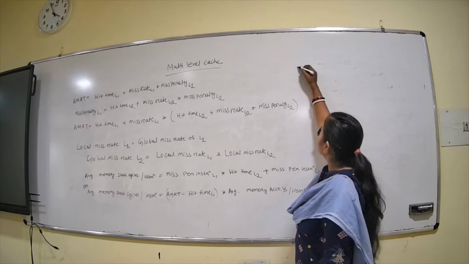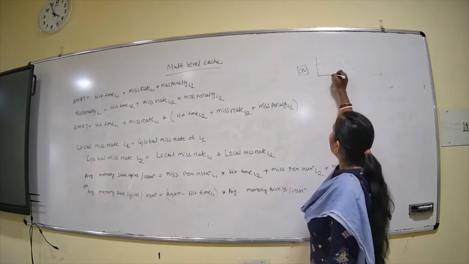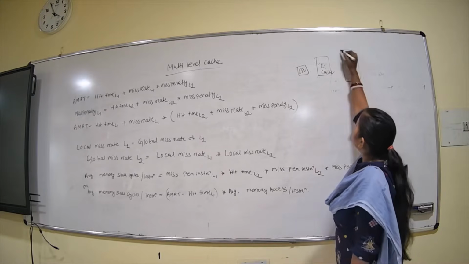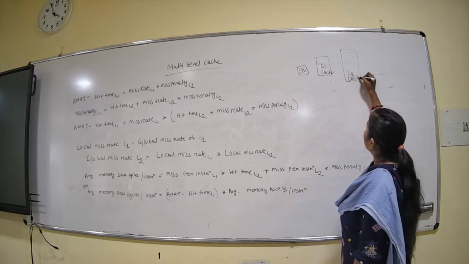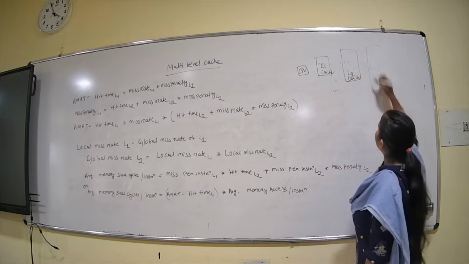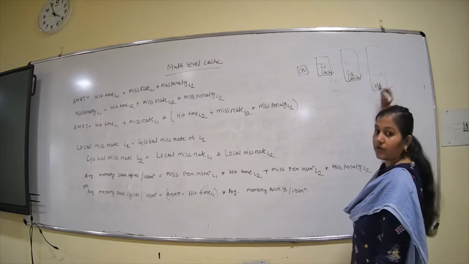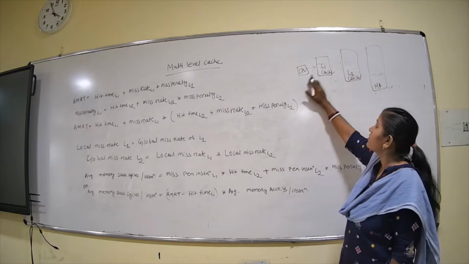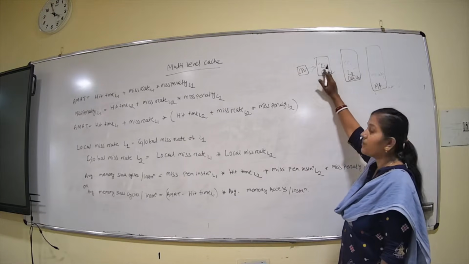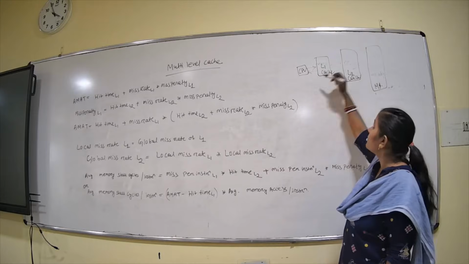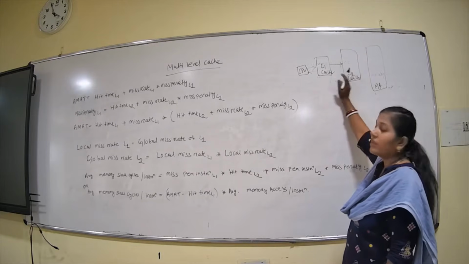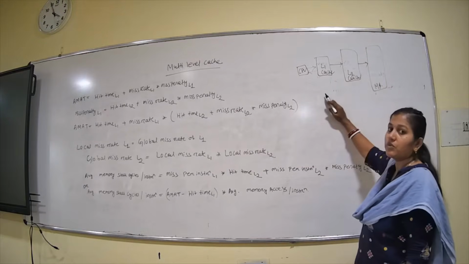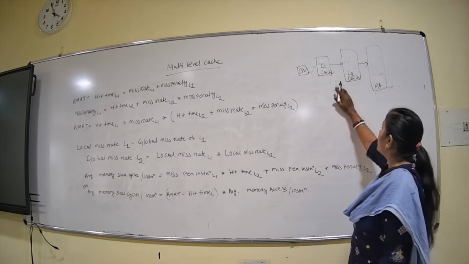So CPU, then L1 cache, then L2 cache, then your main memory. What happens is that when the CPU generates a request, it first searches in L1. If it is found, it is passed to the CPU. If it is not there, then it searches in L2. If it is there, it is passed to the CPU. Otherwise, it will search in the main memory.